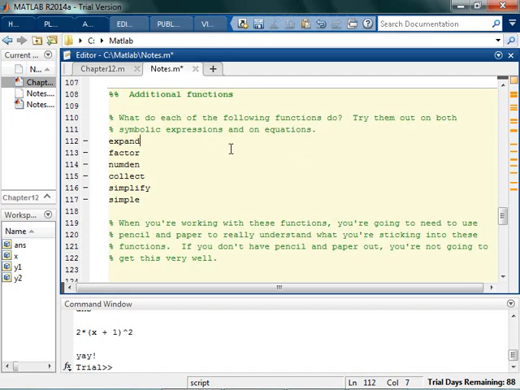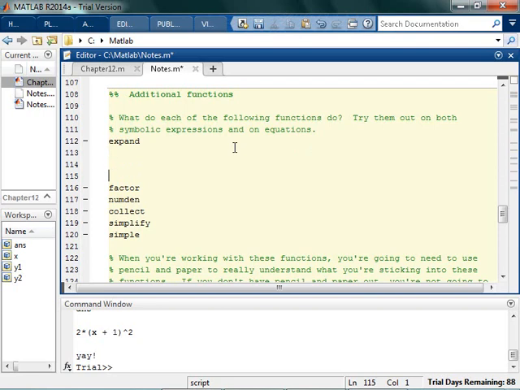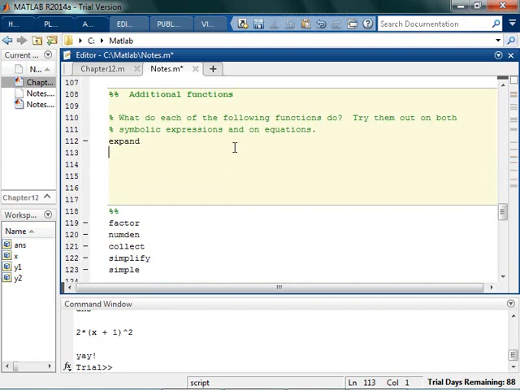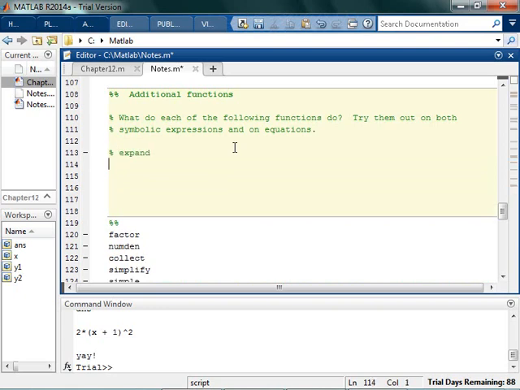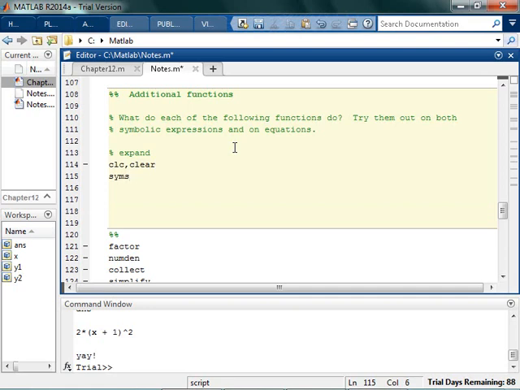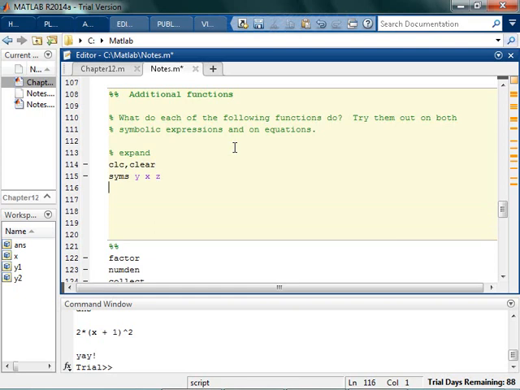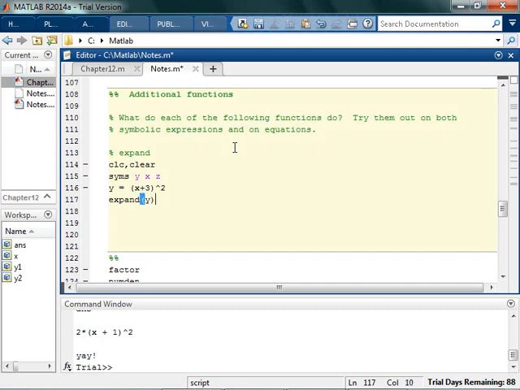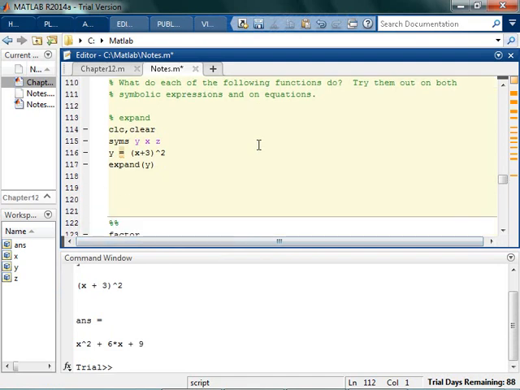Alrighty, so what do each one of these functions do? Let's try just expand. And for all of these, I'm probably going to have to do a little clc, clear. So this is going to be for expand. Start with clc, clear, syms. So expand, what is it going to do? I don't know, we'll find out. Okay, so we'll say y is equal to (x plus 3) quantity squared. And I'm going to expand y and see what I get. Okay, that's kind of what I expected. I expected expand to multiply something out, so that's not a problem.